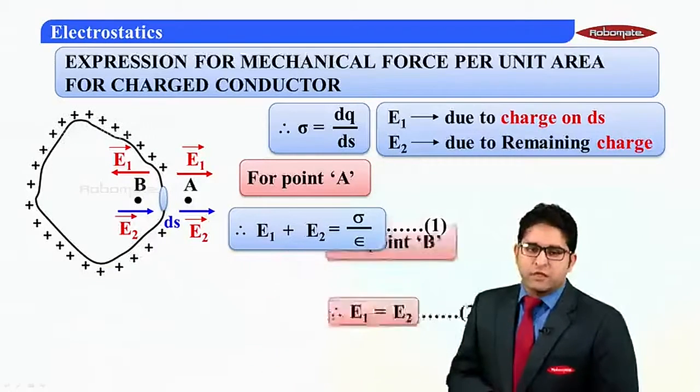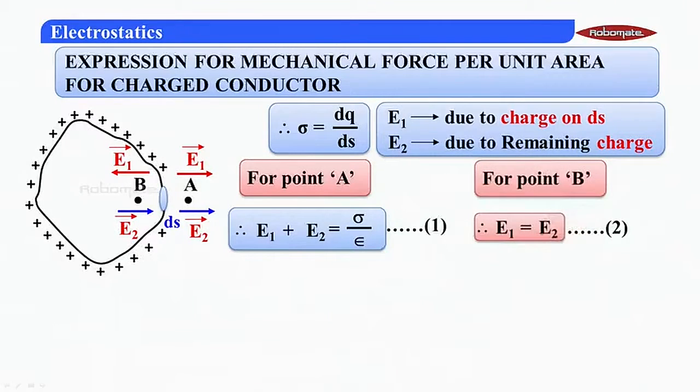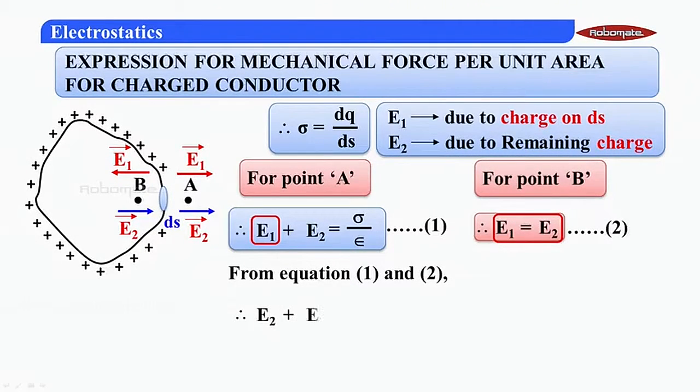Now let us take it further. Now let's see equation number 1 and equation number 2, right? Now what will I do? I'll replace E1 in equation number 1 by E2. Why? Because both of them are equal. So what will I get? I'll get E2 plus E2 is equal to sigma upon epsilon. So this will become twice E2 is equal to sigma upon epsilon.